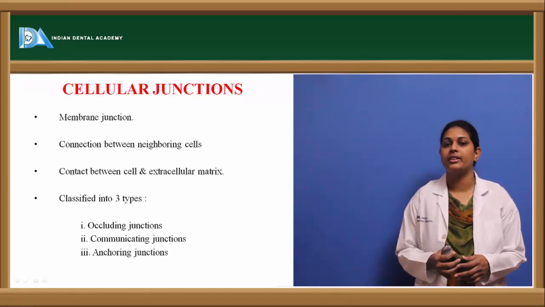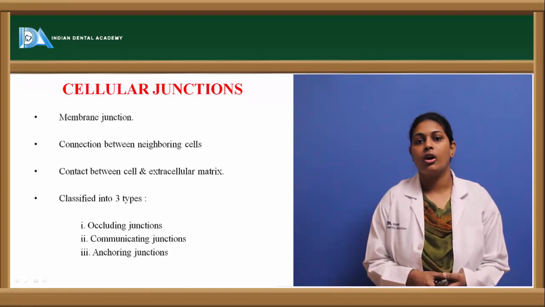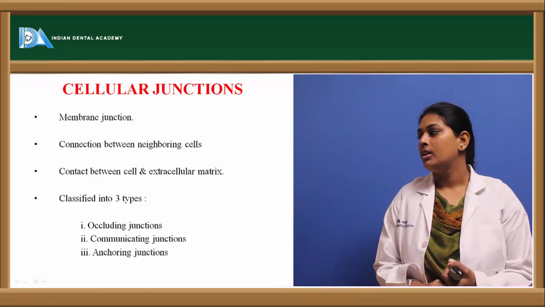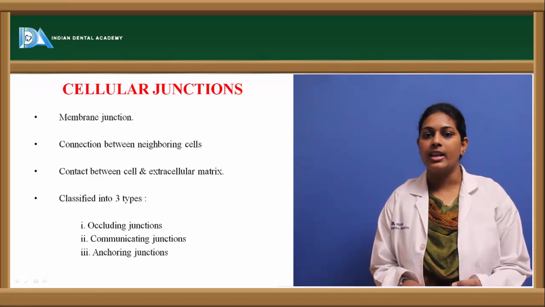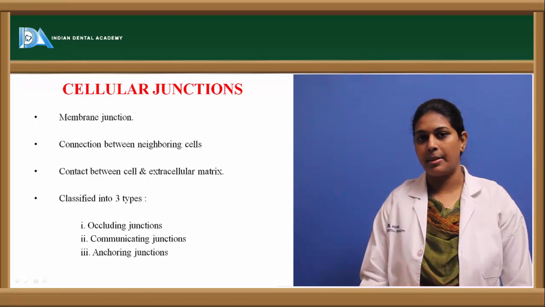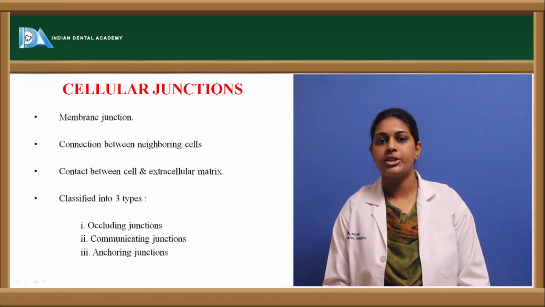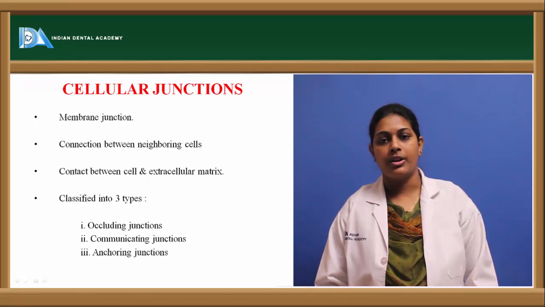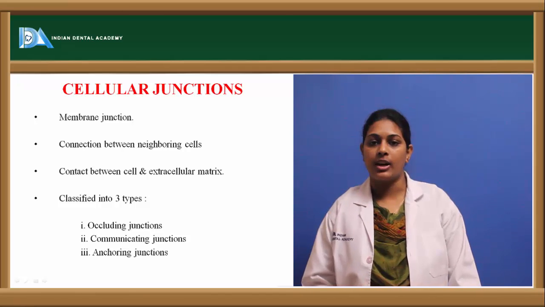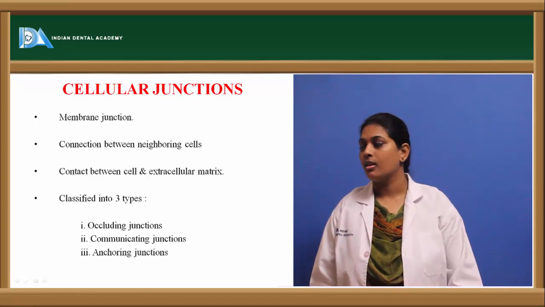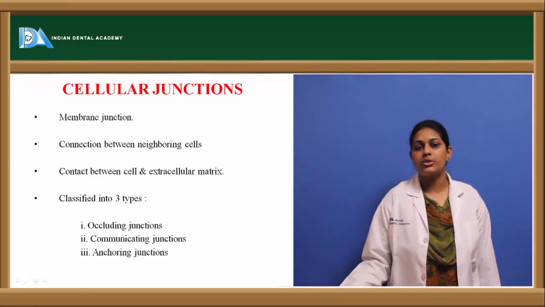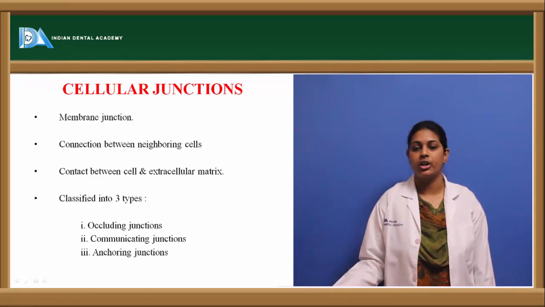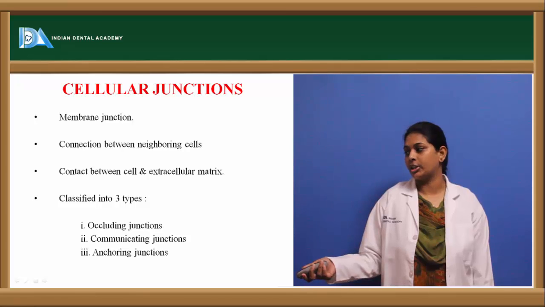Coming to the next topic, that is, the cellular junctions. This is also known as membrane junction or intercellular bridges, and it is so called because these cell junctions maintain the relation between adjacent cells as well as between the cell and the extracellular matrix. They are classified into three types: the occluding junction, the communicating junction, and the anchoring junction.